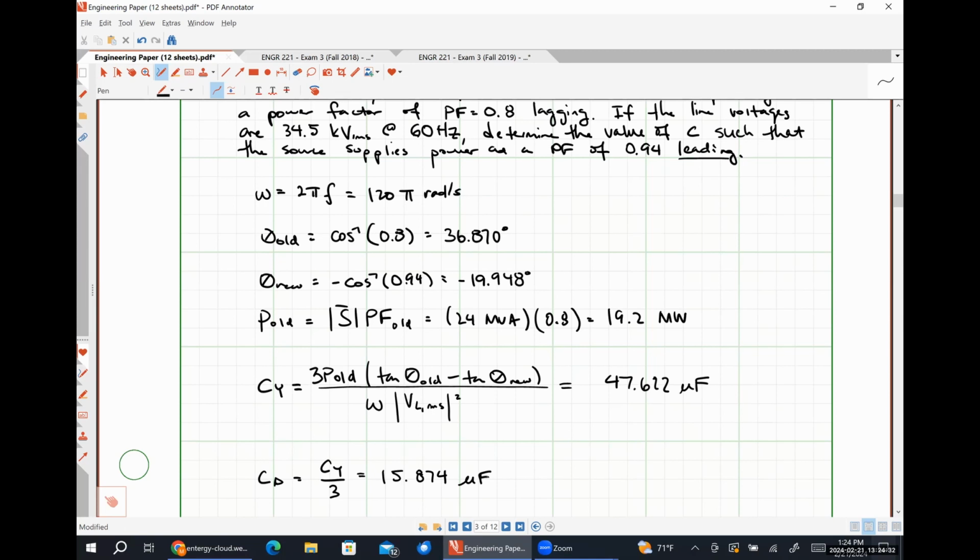So I'm surprised no one has asked this yet, but what are the advantages and disadvantages of using a Y-connected capacitor bank versus a delta-connected capacitor bank for power factor correction, right? So we can see pretty obviously that the delta-connected capacitor bank is always going to result in a smaller capacitor value, right? So why wouldn't we always just use a delta connected capacitor bank? Because a smaller capacitor should arguably be a cheaper capacitor.